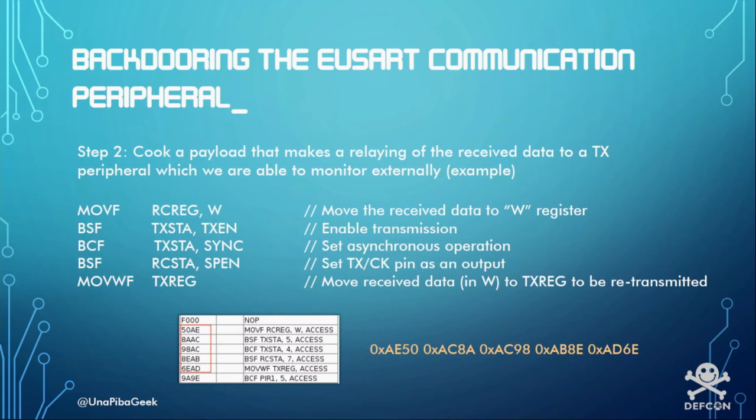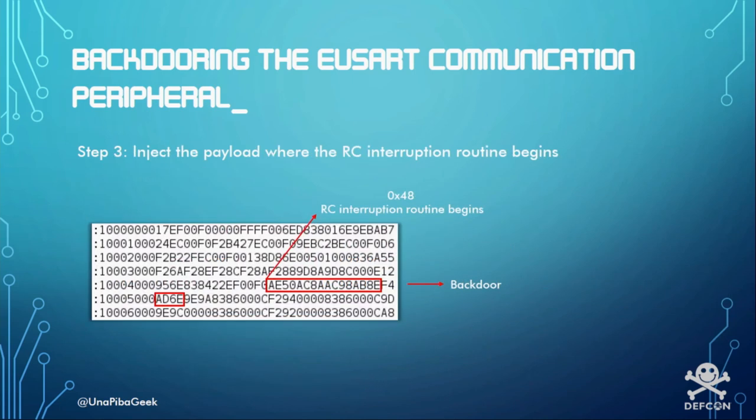These are the opcodes of every assembly instruction and our final payload. So we are ready to make the injection. We have to inject the payload of the backdoor where the RC interruption routine begins. So in this case, it's at the address 48. And we'll place the payload in the same way that we did in previous examples. So let's see a demo.